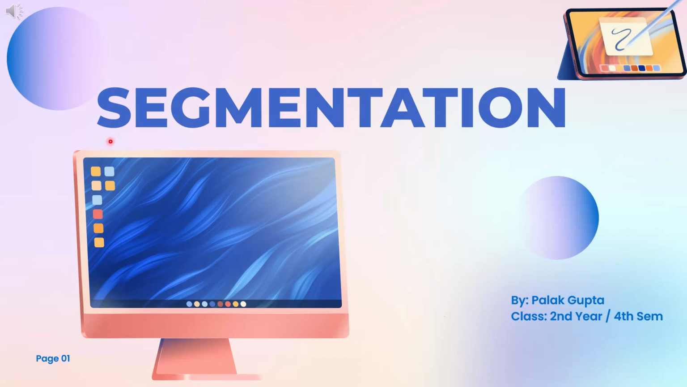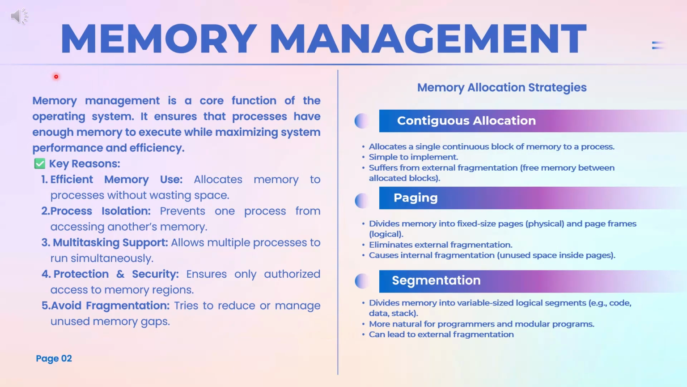In today's session we are going to dive deep into an essential memory management technique, that is segmentation. Before we talk about segmentation, let's quickly understand the bigger picture, memory management. It's a key function of the operating system responsible for allocating memory to processes, ensuring protection and improving system performance. There are three major memory management strategies: contiguous allocation, paging, and segmentation.